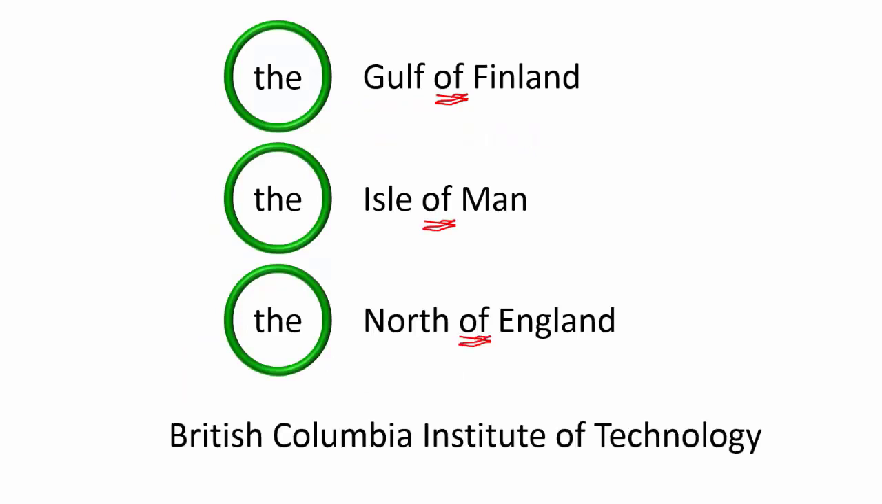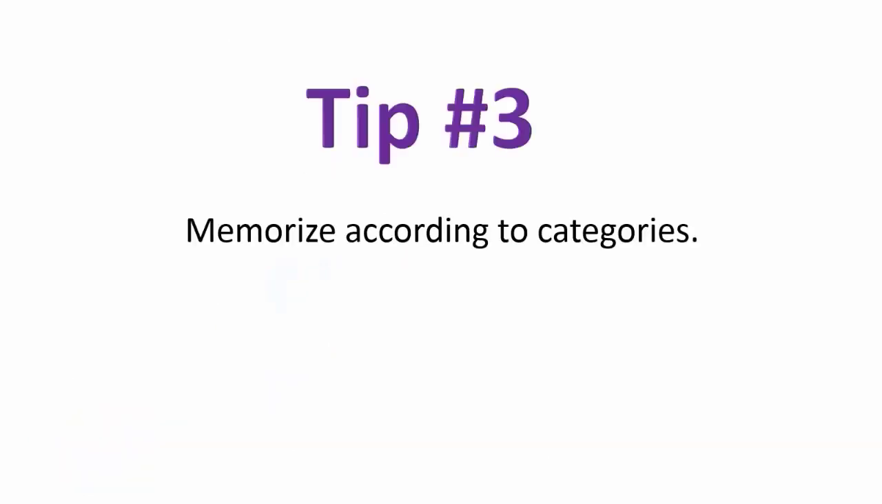How about British Columbia Institute of Technology? Well, it has "of," and it's usually written with "the": the British Columbia Institute of Technology. So this is a very strong rule. Always use "the" if there's "of." Tip number 3 is to memorize which proper nouns require "the" and which proper nouns don't, according to categories.